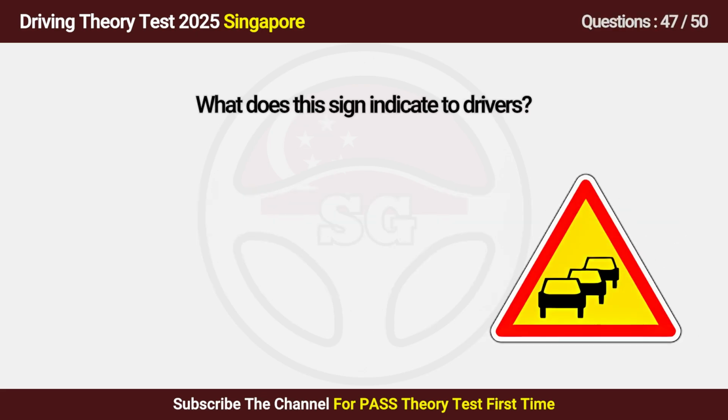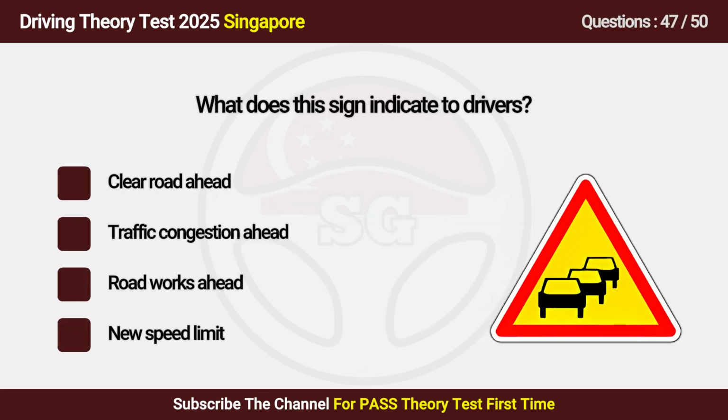Question 47. What does this sign indicate to drivers? A. Clear road ahead. B. Traffic congestion ahead. C. Road works ahead. D. New speed limit.